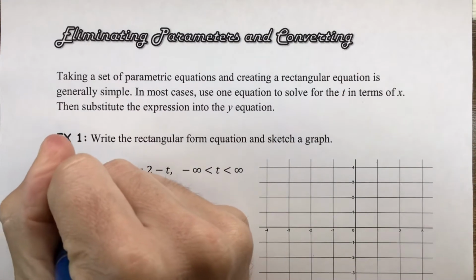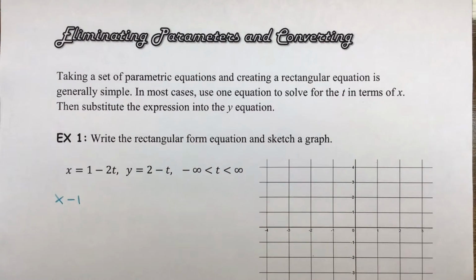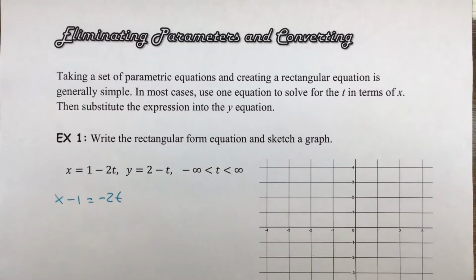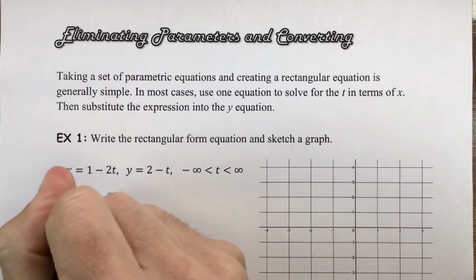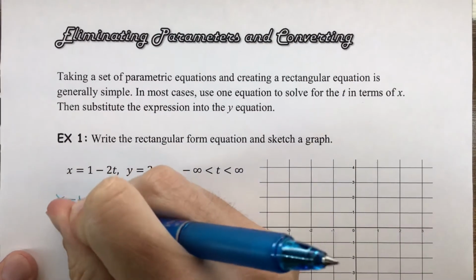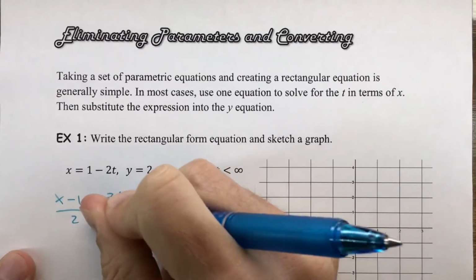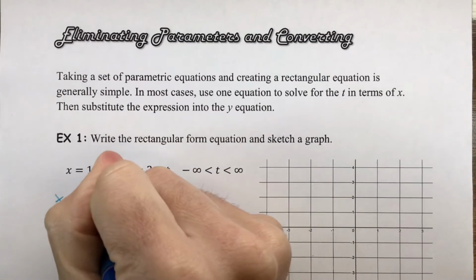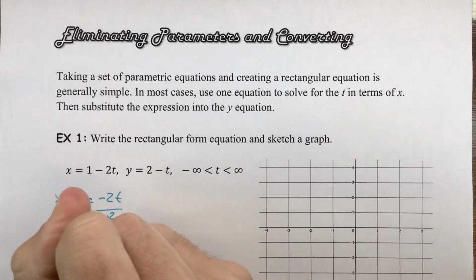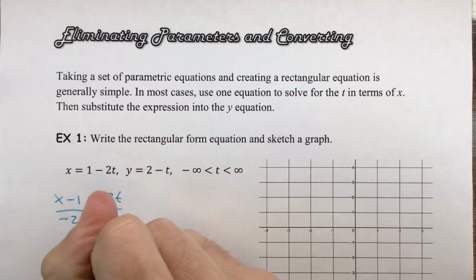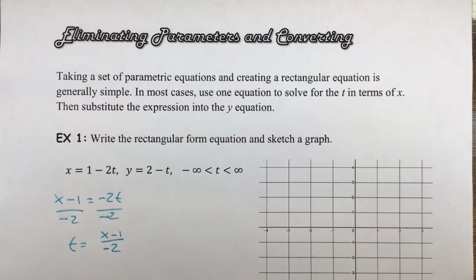All right, to see what that looks like, let's go ahead and solve for t here. We'll go ahead and subtract the 1 over to the x, which is going to give you negative 2t. Then you divide by negative 2. Divide both sides by negative 2. Let me fix those up so they look like negatives. A little messy there. All right, divide by negative 2, and t is going to be equal to x minus 1 divided by negative 2.